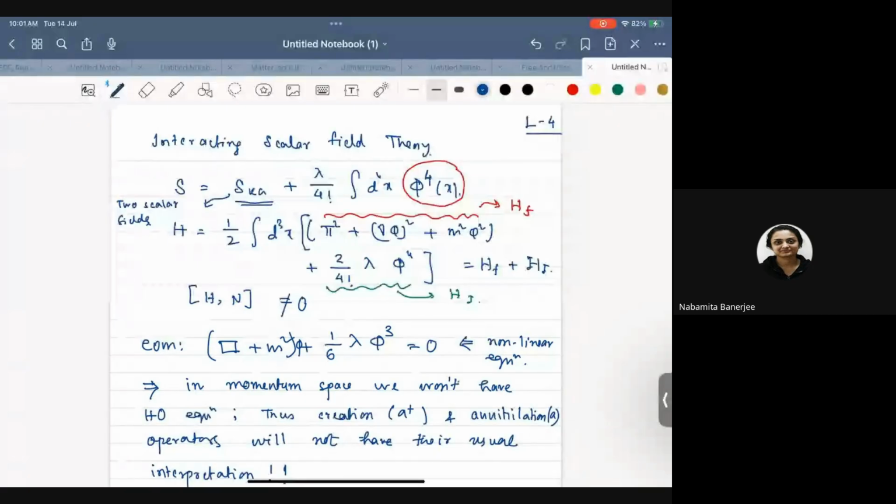It has a term which was del mu phi del nu phi, so 2 phi's, and then m square phi square. So whenever you find the equation of motion from this KG piece, you will always get an equation of this sort: some operator plus some constant or some function acting on phi equal to 0. So it will just give you a linear equation.